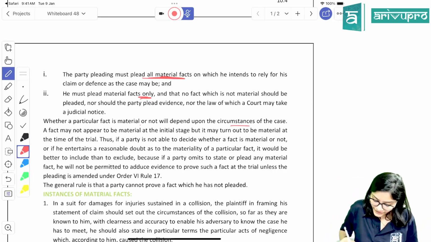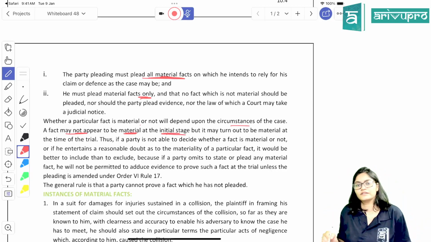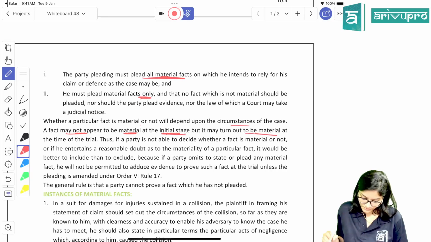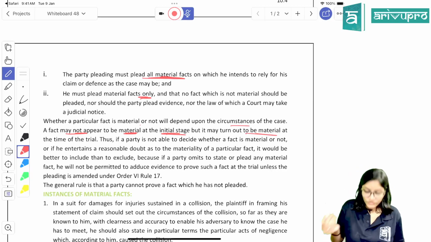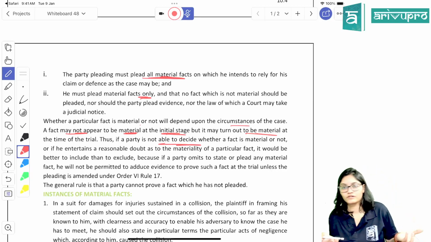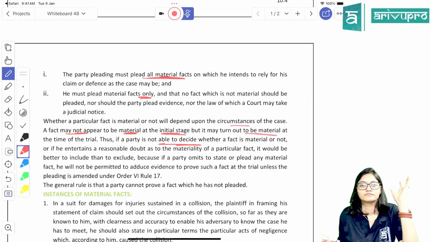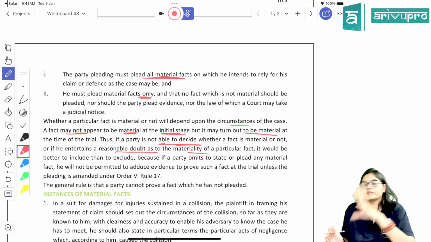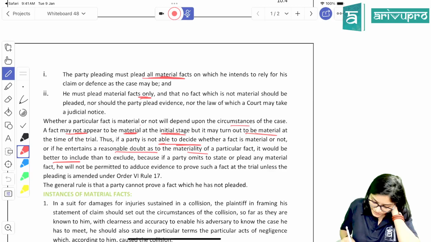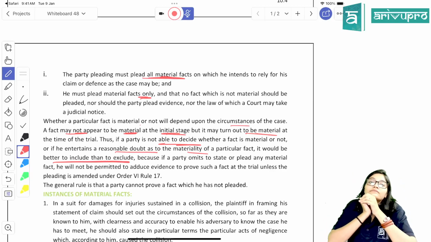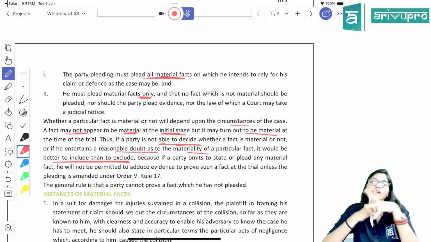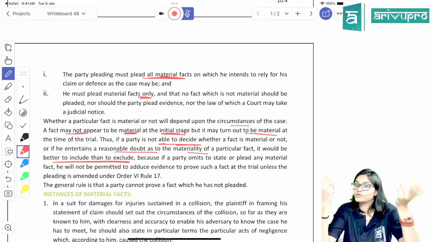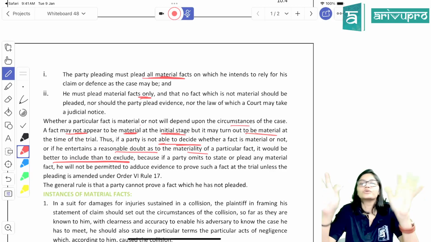Now, it may be possible that a fact may not appear to be material at the initial stage. At the starting, we think that this is not that important. Later on, it may turn out to be material. Possible, right? So, if you are not able to decide whether the fact is material or not, or if you entertain a reasonable doubt as to the materiality, what should you do? It would be better to include them than to exclude. Why? Ma'am, we know that if you omit it right now and later on it becomes important, the court is not going to allow you. New facts, new evidences, the court will not allow, right? So if you are confused, better include it, right?